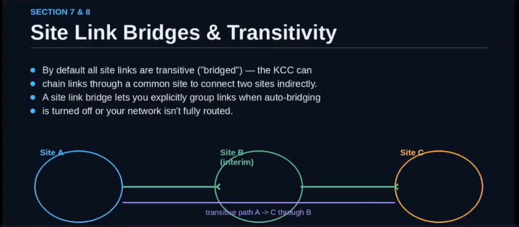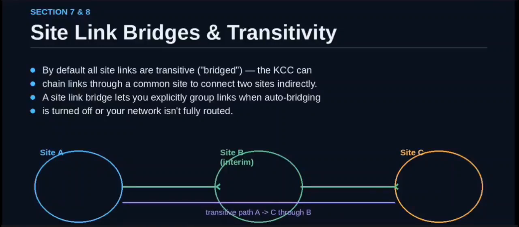Now let's understand what are site link bridges and transitivity. Imagine you have three Active Directory sites: Site A, Site B, and Site C. Site A is connected to Site B, and Site B is connected to Site C. Even though there is no direct link between Site A and Site C, Active Directory can still replicate data between them by using Site B as an intermediate site. So by default, site links are transitive.